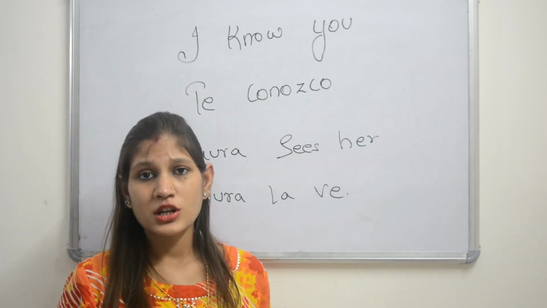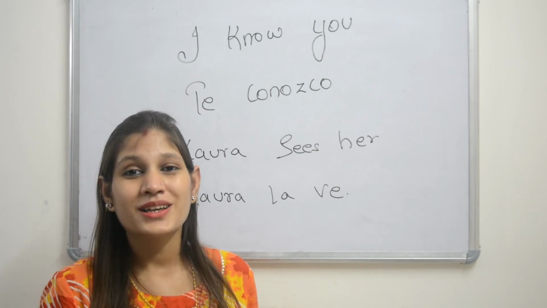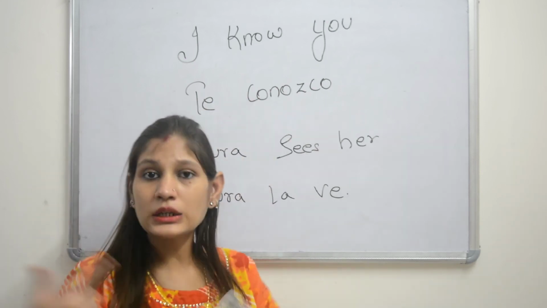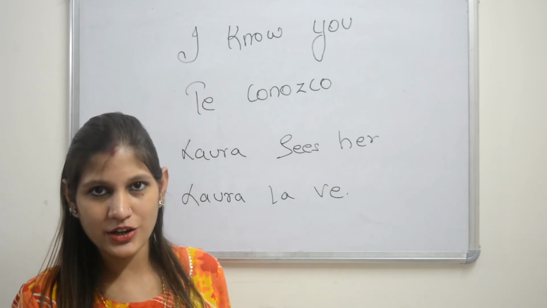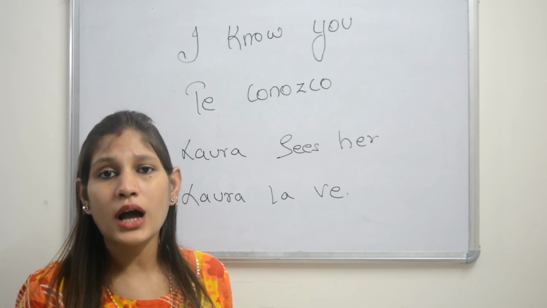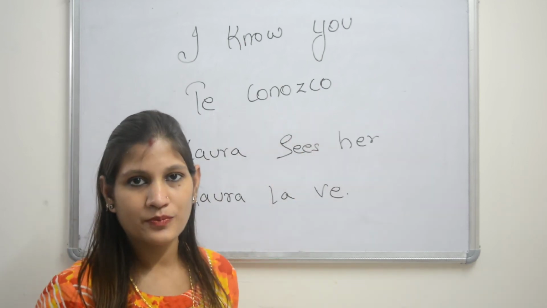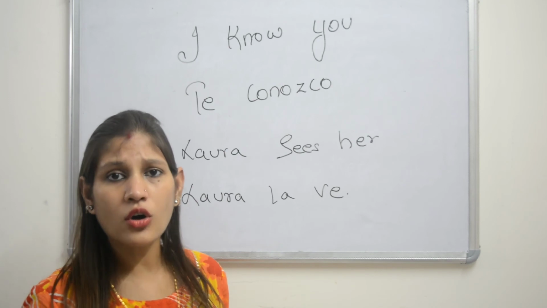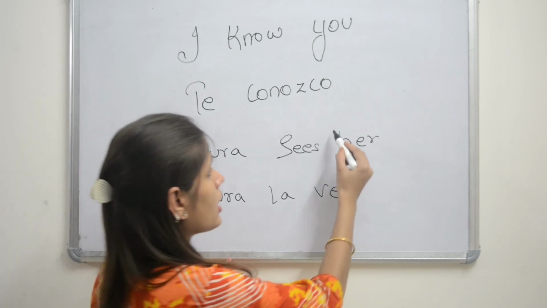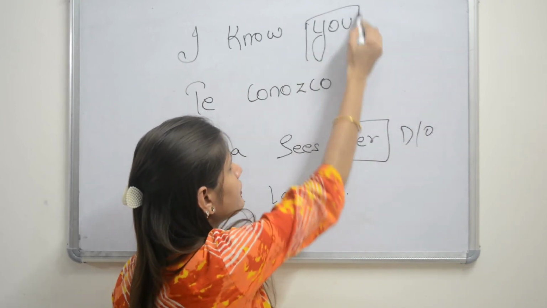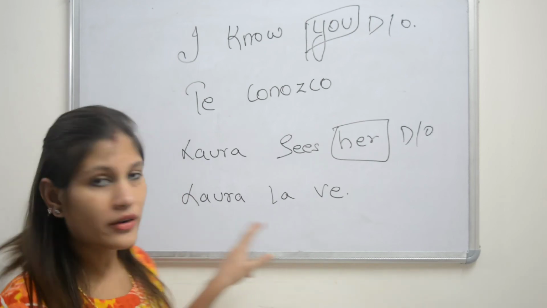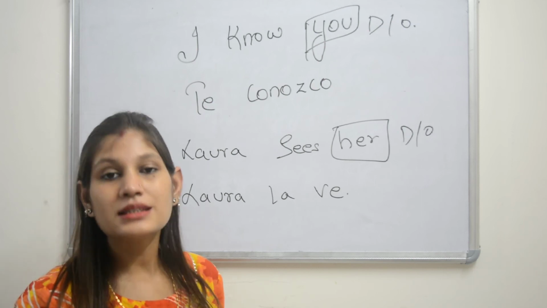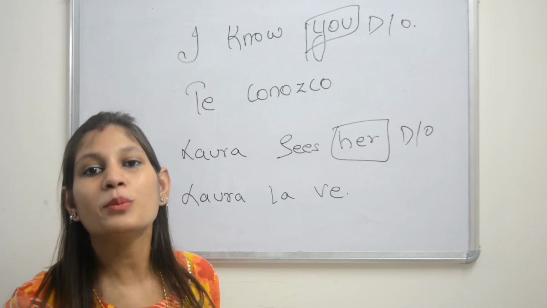So now direct objects can be a person, can be a thing. Now we will see direct object in the form of a person. I know you. You is a person right here. Whom do I know? I know you. Te conozco. Laura sees her. Her is a direct object. Laura la ve. This is how we change direct objects with respect to the person.